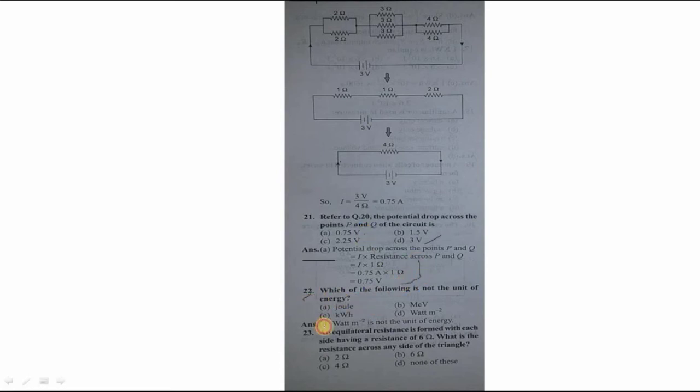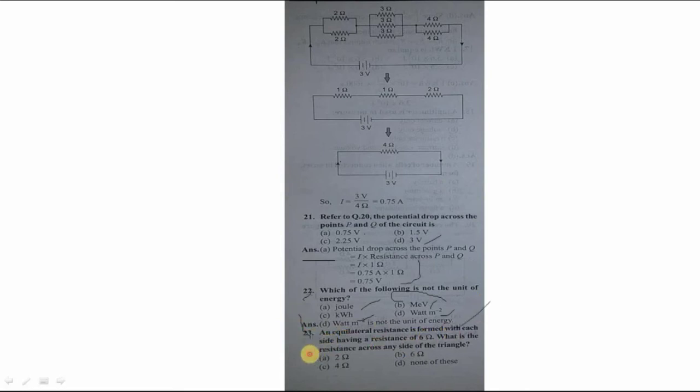Now question 20. Which of the following is not the unit of energy? Joule, volt, option C kilowatt hour, and option D watt meter to the power -2. And here option D is correct.